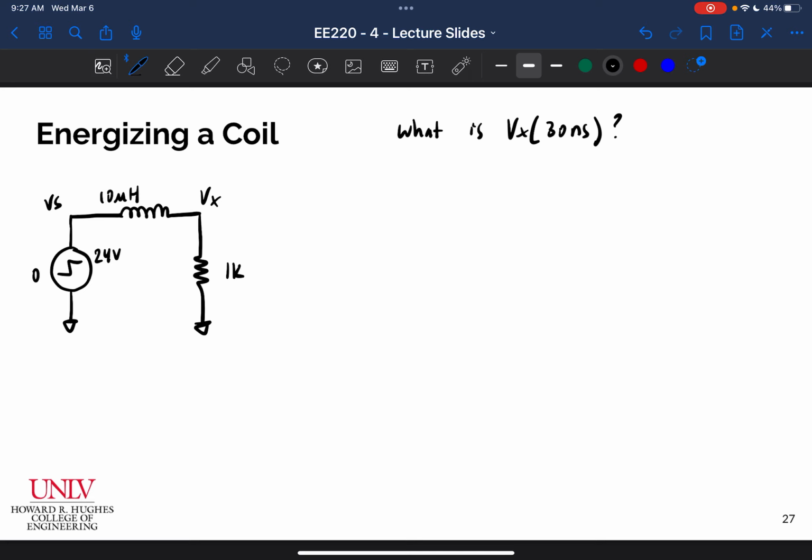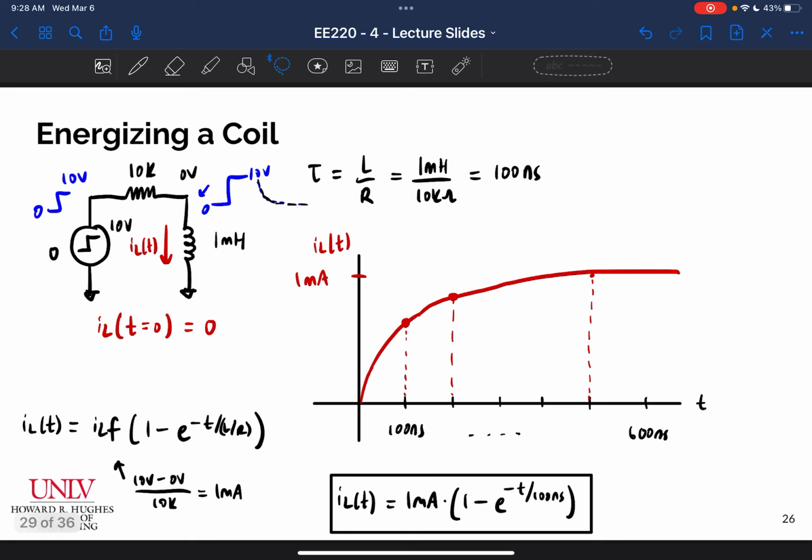And so if I were to solve this problem, I'm interested in a couple of nodes here. I'm interested in this node, and I'm interested in this node. Mainly, I'm interested in the current flowing in the circuit, because if I know the current, I can just multiply that by 1K, and that'll give me Vx, right? And so that shouldn't be too hard. I know the current flowing in a circuit that is charging or energizing. I can just pull this same equation back in, this charging or energizing equation.